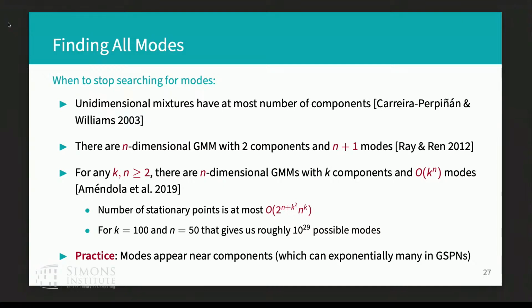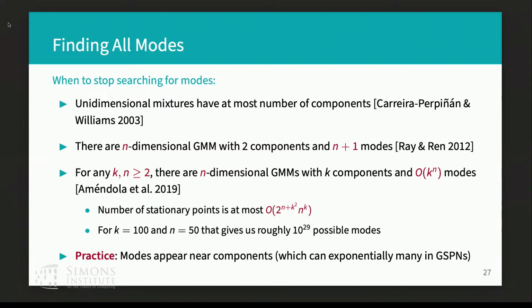The only upper bound that we have is this thing here. So it's to the power of the number of dimensions of the variables, then quadratic in the number of nodes, and times this bound here. So this is probably really, really loose, right? For instance, if you plug in K=100 and N=50, which is not even a very large probabilistic circuit, that already gives you 10 to the power of 29 possible modes. So yeah, we don't expect to have that many modes, right?